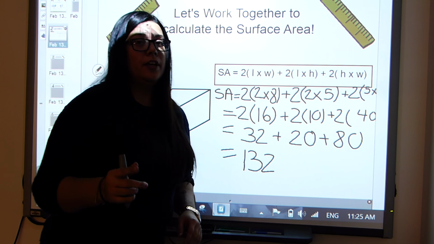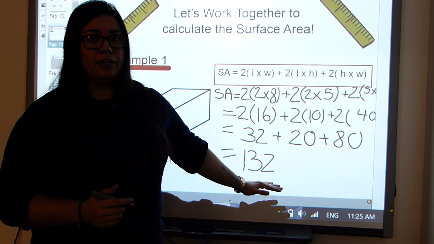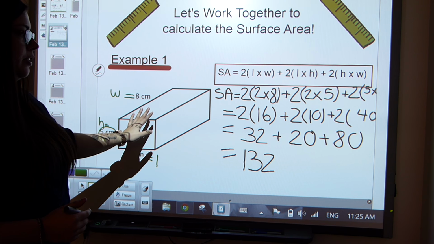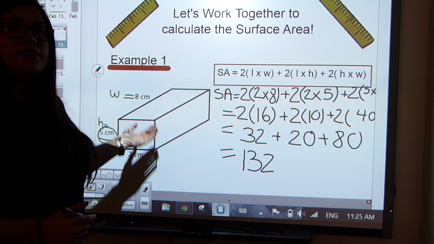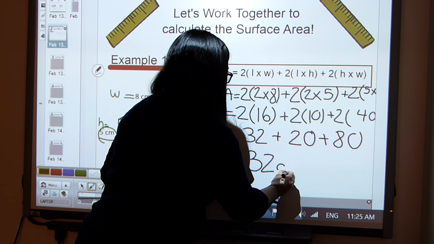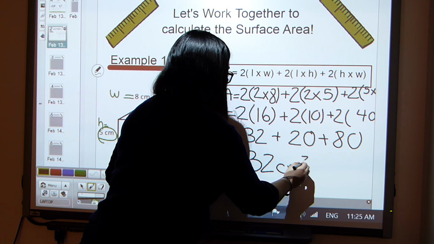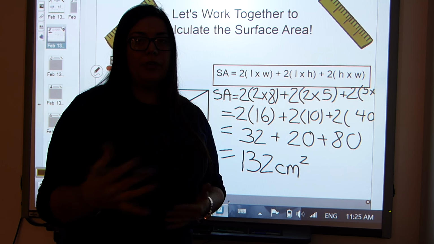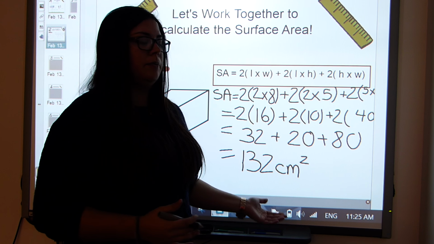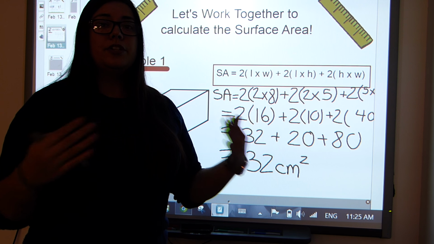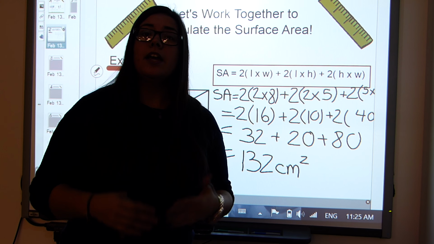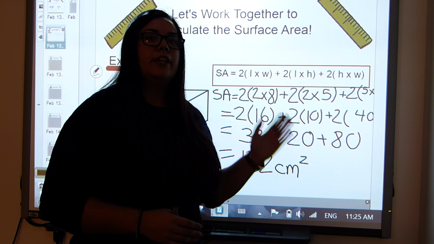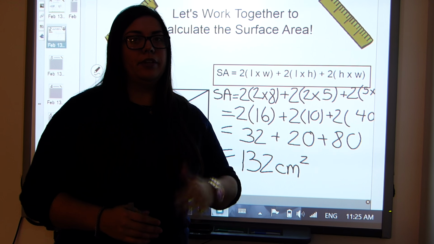But remember, you have to include units. So look at the units that already came with the dimensions of the rectangular prism. So for this one, centimeters squared. So hopefully once you paused the video and went through the example, you came out with the same answer. So we're just going to keep practicing this over and over. I really want you guys to get substituting the correct values and actually labeling the correct height, length, and width.